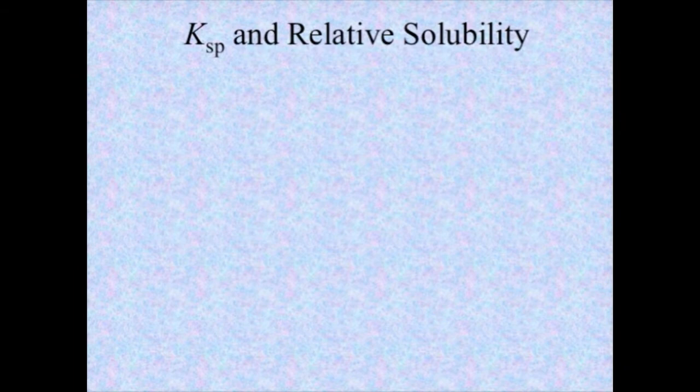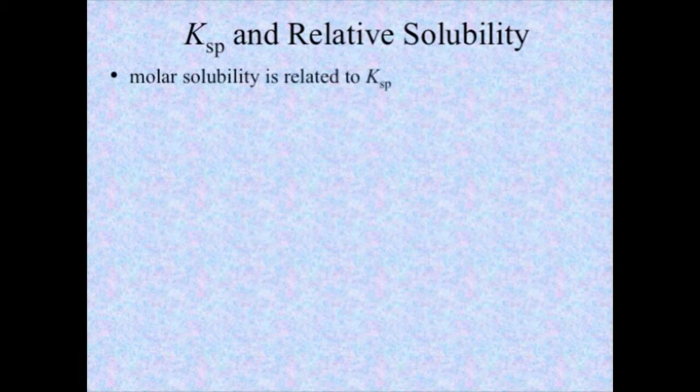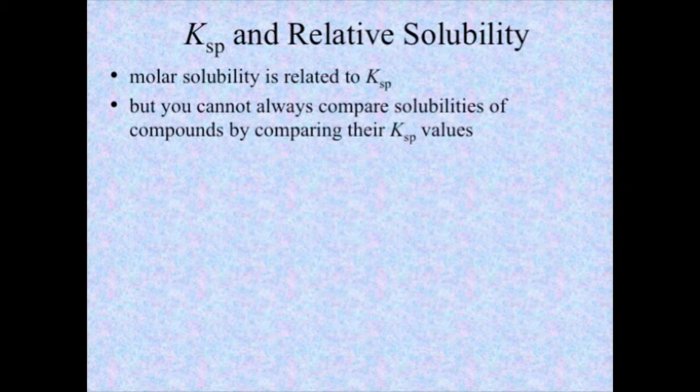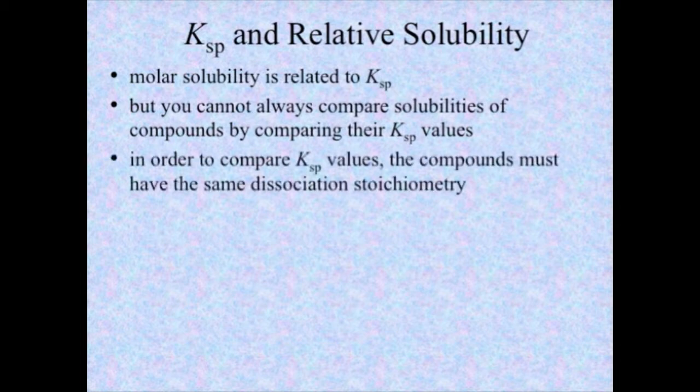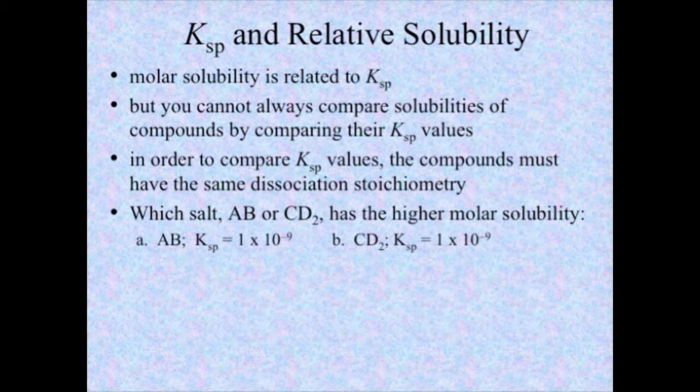Now let's talk about KSP, solubility product, and relative solubility. Molar solubility is related to solubility product, but you cannot always compare solubilities of compounds by comparing their KSP values. In order to compare KSP values, the compounds must have the same dissociation stoichiometry. So to illustrate this, which salt, AB or CD2, has the higher molar solubility when they both have the same solubility product, 1 times 10 to the minus 9?